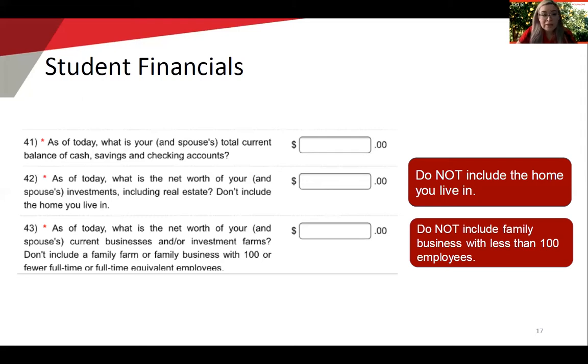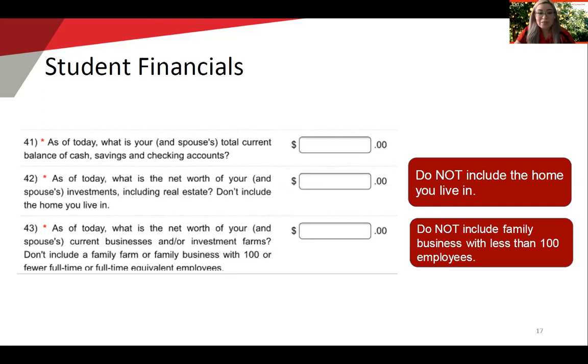So how do you calculate the net worth if you did have additional real estate properties that you needed to report? In reporting the net worth, you would take the property value and subtract from that the outstanding debt. And then that's going to give you the net worth.